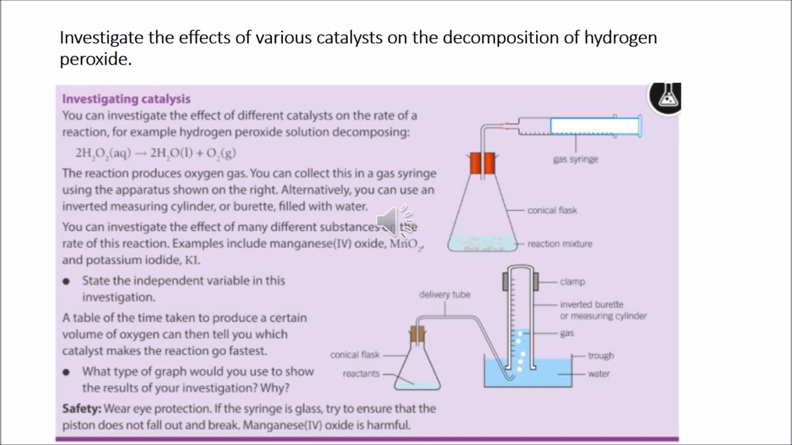You can collect this in a gas syringe using the apparatus shown on the right. Alternatively, you can use an inverted measuring cylinder or burette filled with water. You can investigate the effect of many different substances on the rate of this reaction. Examples include manganese(IV) oxide and potassium iodide. So I want you to pause the video now and think about the independent variable in this investigation.